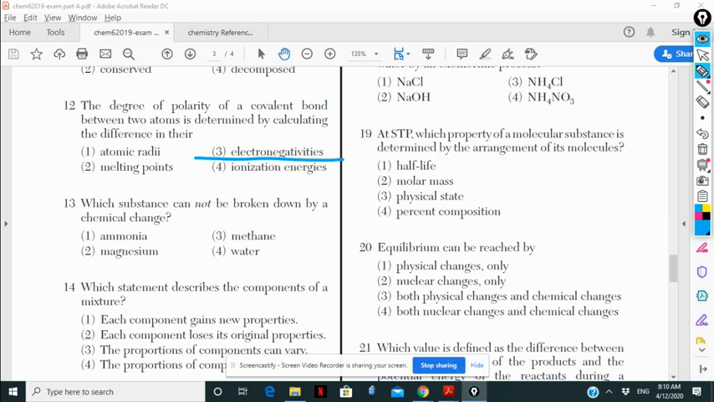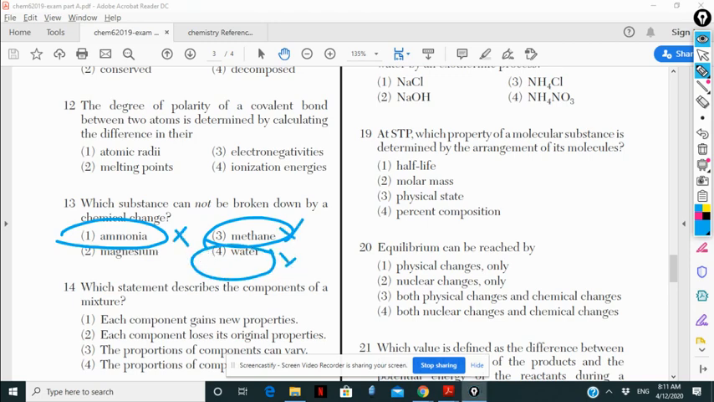Question number 13. Which substance cannot be broken down? Elements. Because I can't break down the elements by chemical change, but I can break them down by nuclear change. So here I'm looking for an element. Ammonium is a compound, methane is a compound, water is a compound, but the only element is magnesium.